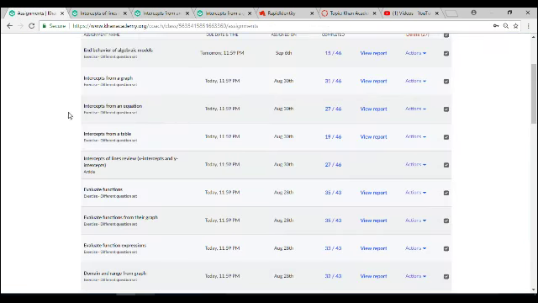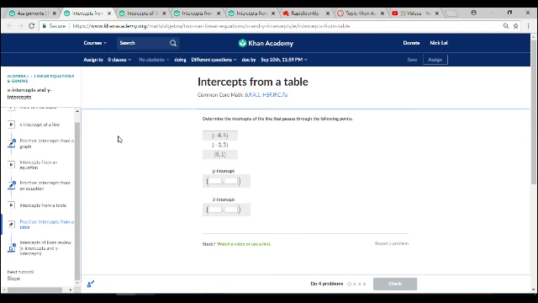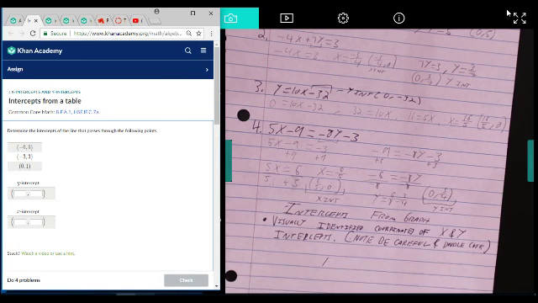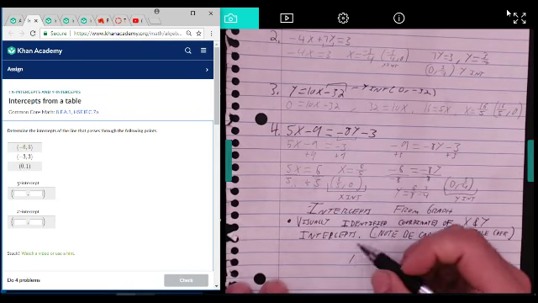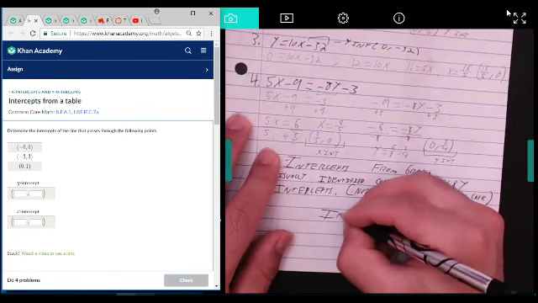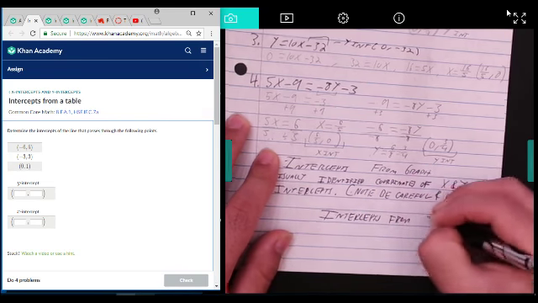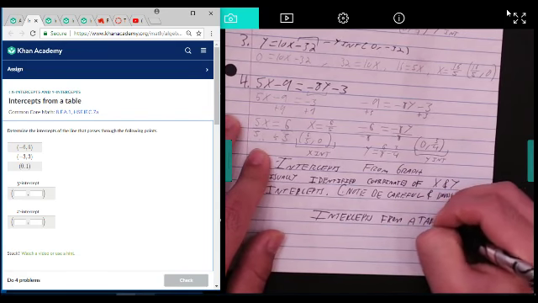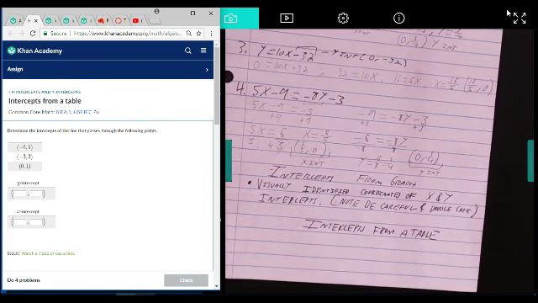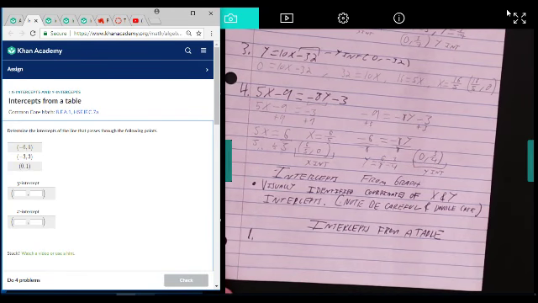Now, one last thing was intercepts from a table. And so I'm going to do intercepts from a table, and let me minimize that. So intercepts from a table. All right. So what we can do is have, for problem 1, we find the slope and then find the values when x equals 0 and when y equals 0.